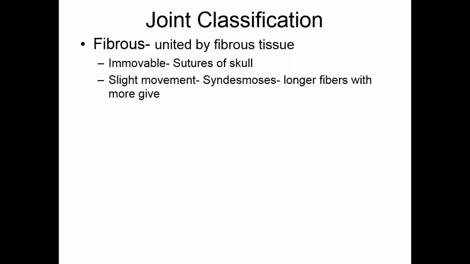Fibrous joints may give very slight movement. Now these are sometimes called syndesmoses instead of amphiarthroses because they tend to ossify with age. Here the fibers are a little longer and there's a little more give. There's a joint like this at the end of your tibia and fibula in your lower leg. It helps hold these two bones together, and yet your ankle still has some mobility.